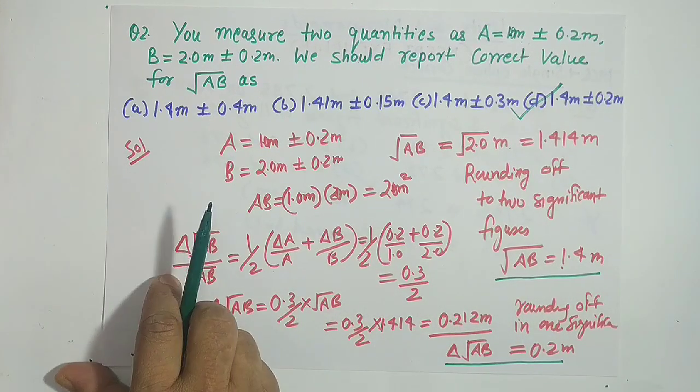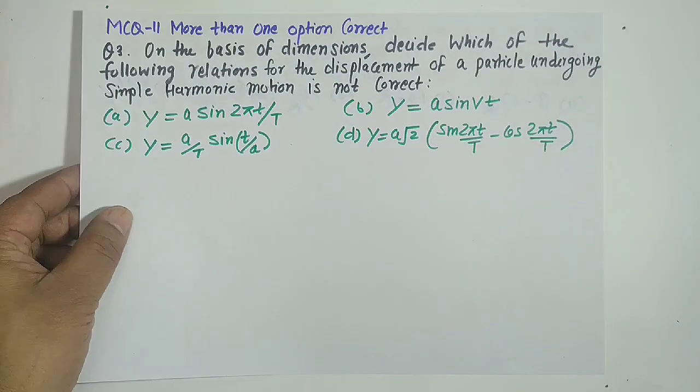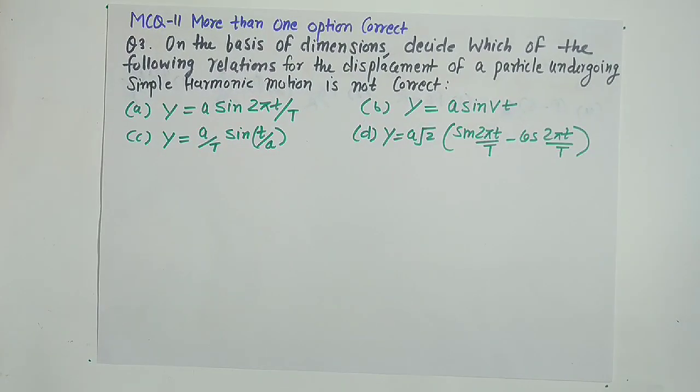Okay. Now question number 3. If you see question number 3, it has more than one correct option. So what is the question? On the basis of dimension, decide which of the following relations for the displacement of a particle undergoing SHM is not correct. Now SHM, I think all of you know, simple harmonic motion is actually an oscillatory motion.